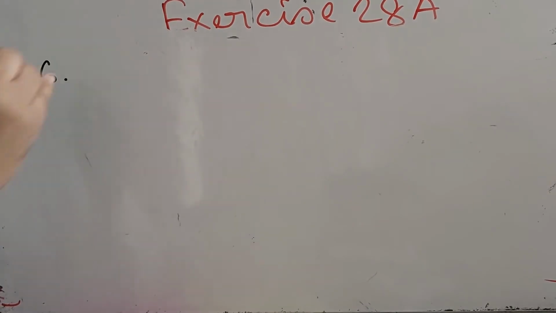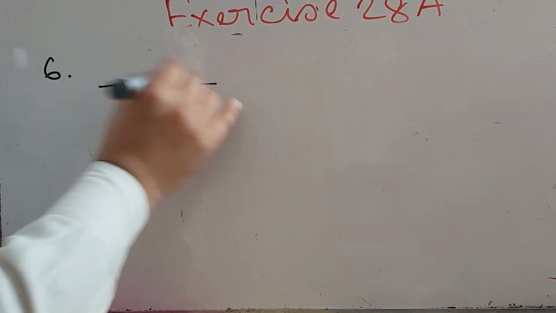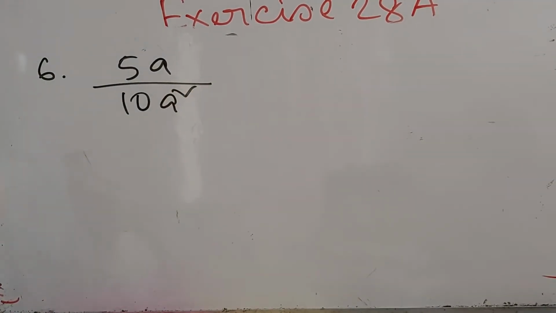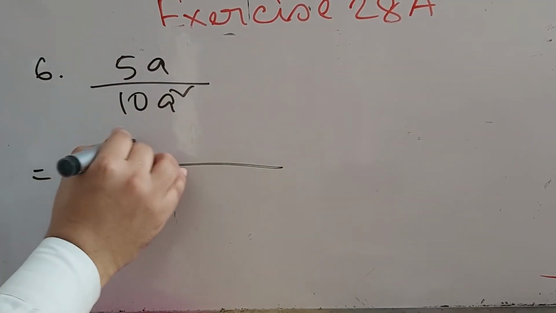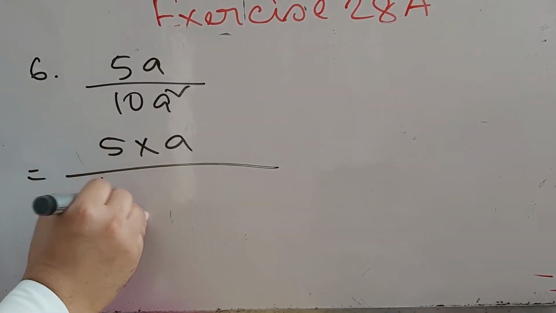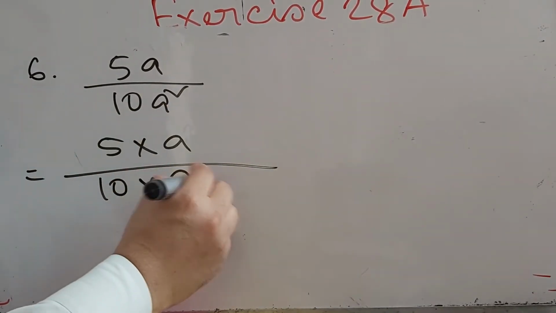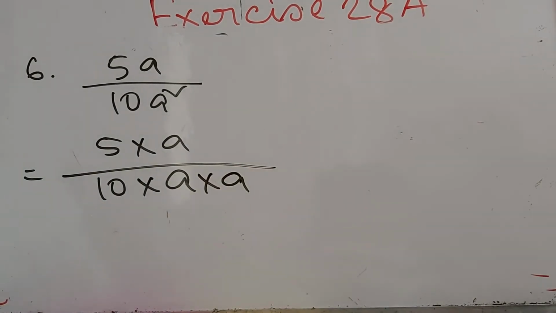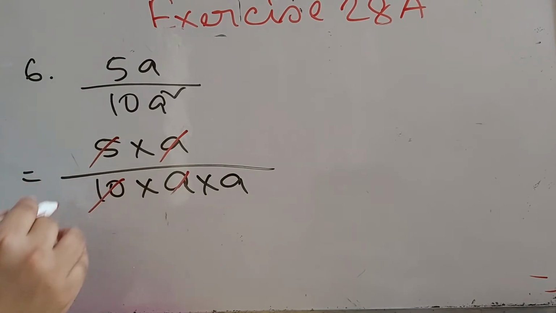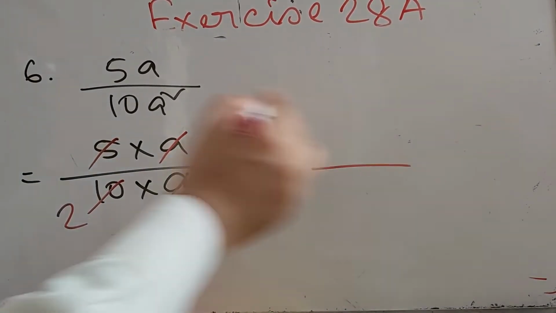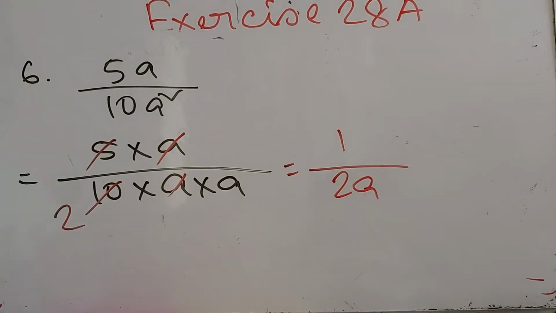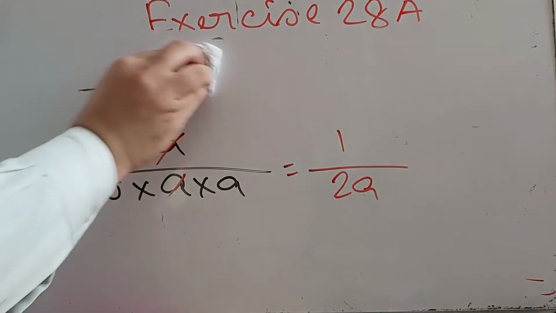Now number 6, 5a by 10a square. Here we can write 5a means 5 into a, and 10a square means 10 into a into a. We can divide this a by a, and we can divide 10 by 5, that will be 2. So here on numerator that is only 1, on denominator that is 2a. So 1 by 2a will be our answer.